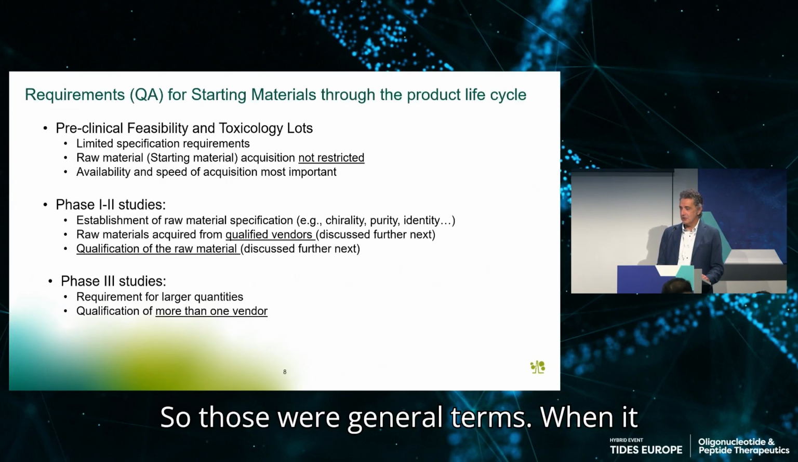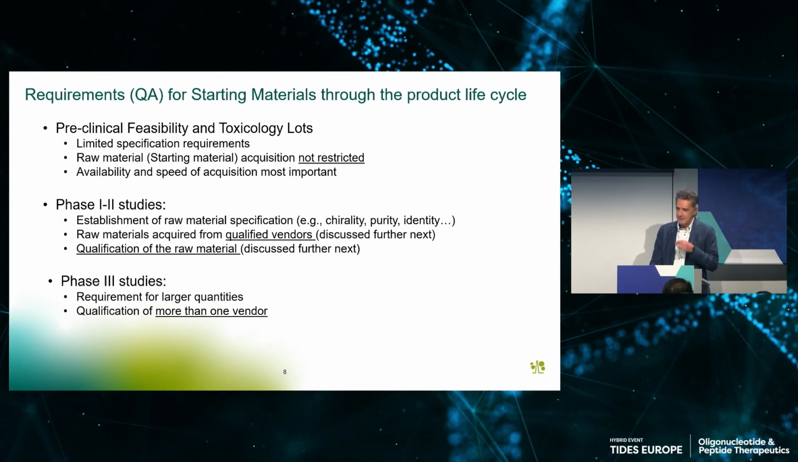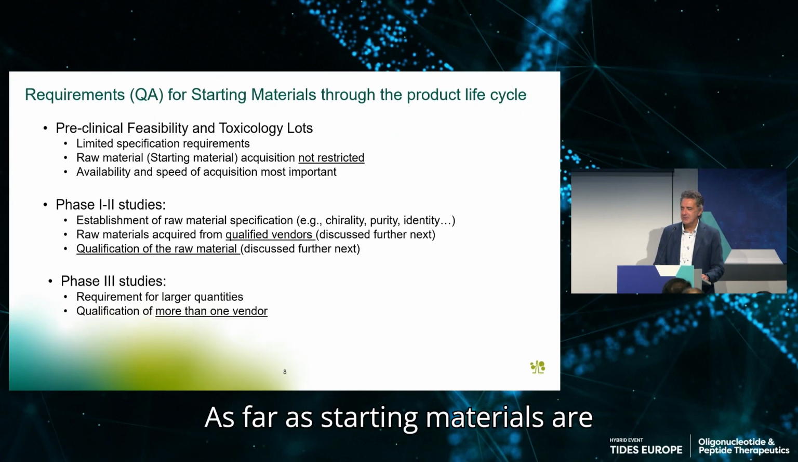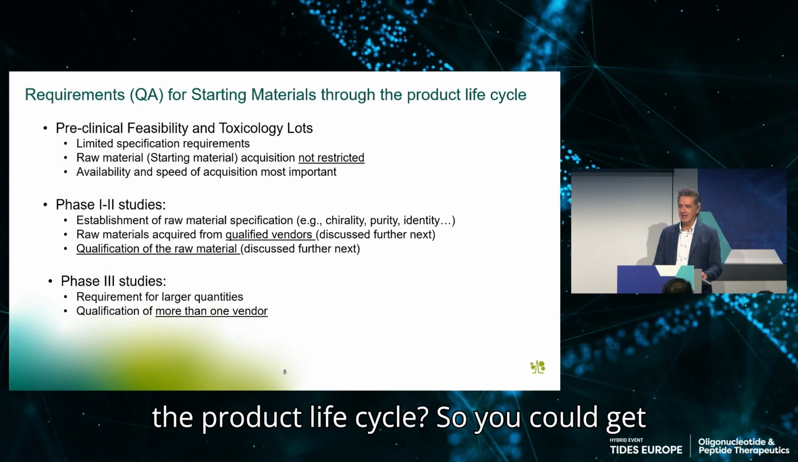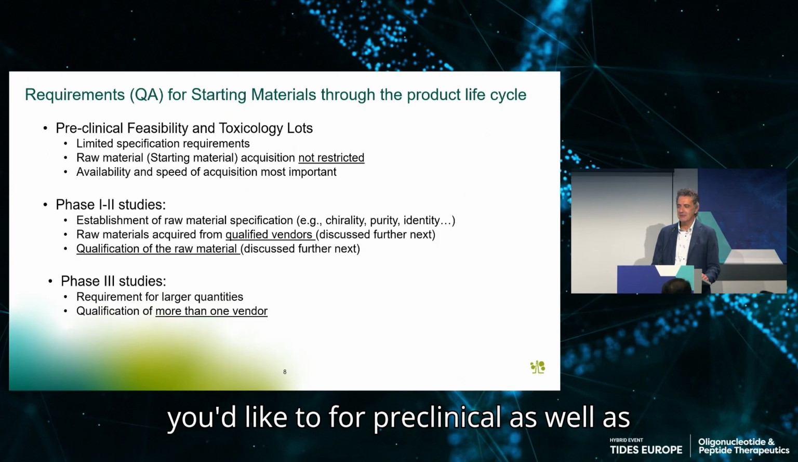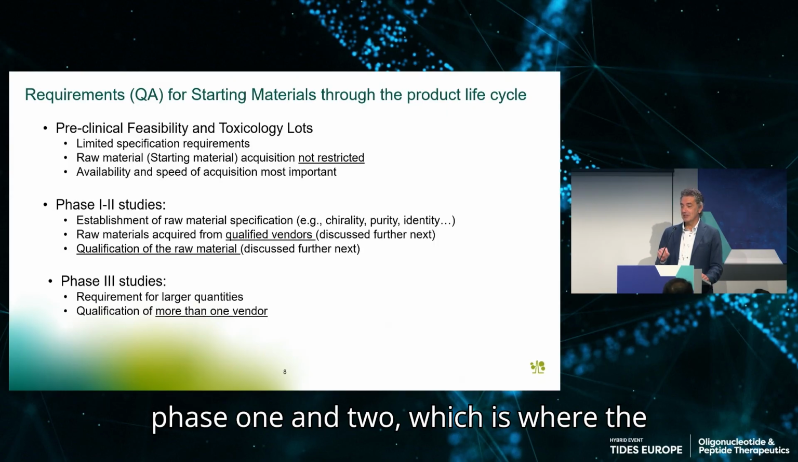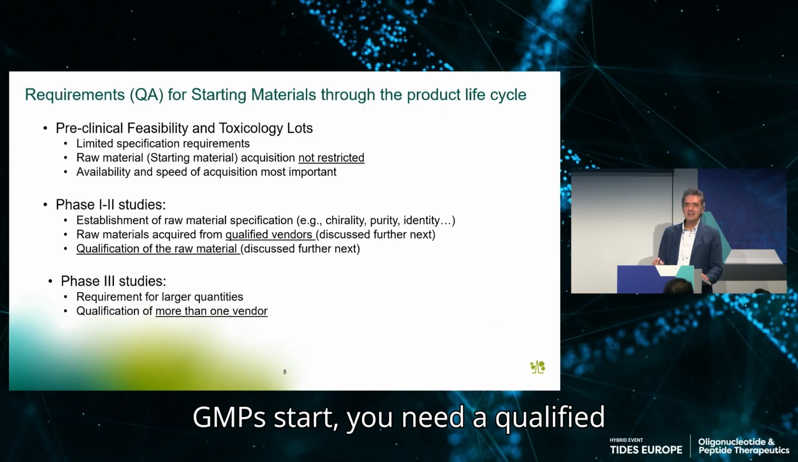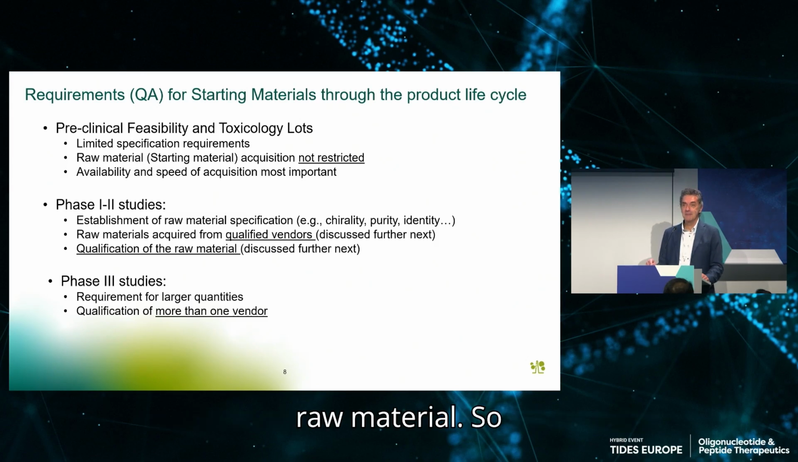So those were general terms. When it comes to quality assurance, however, as far as starting materials are concerned, how does that work with the product life cycle? So you could get starting materials from any place you'd like to for preclinical as well as toxicology lots. But when it comes to phase 1 and 2, which is where the GMPs start, you need a qualified vendor and you need qualification of the raw material.